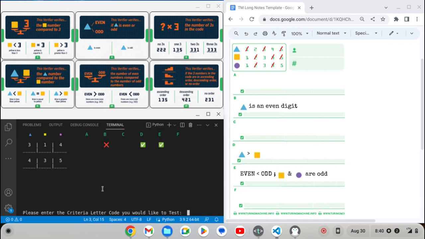Okay, so let's see. Among A, C, and F, which one would be a good candidate to test? Let's go ahead and test criteria card A and see if we got square correct. Okay, yeah, we did. So yeah, square is actually equal to 3. The Turing Machine confirms that. So let's go ahead and type that up. Square is equal to 3.